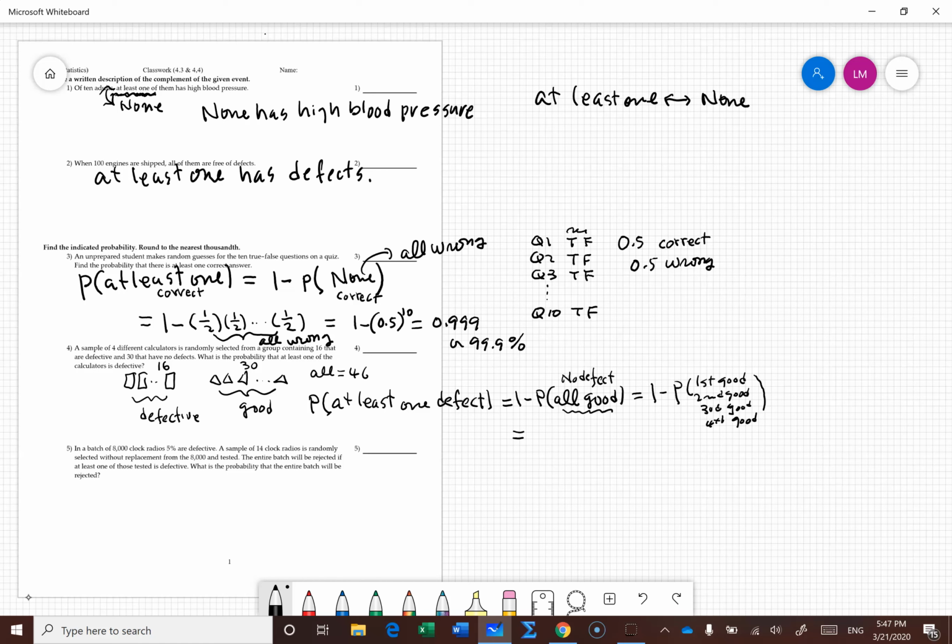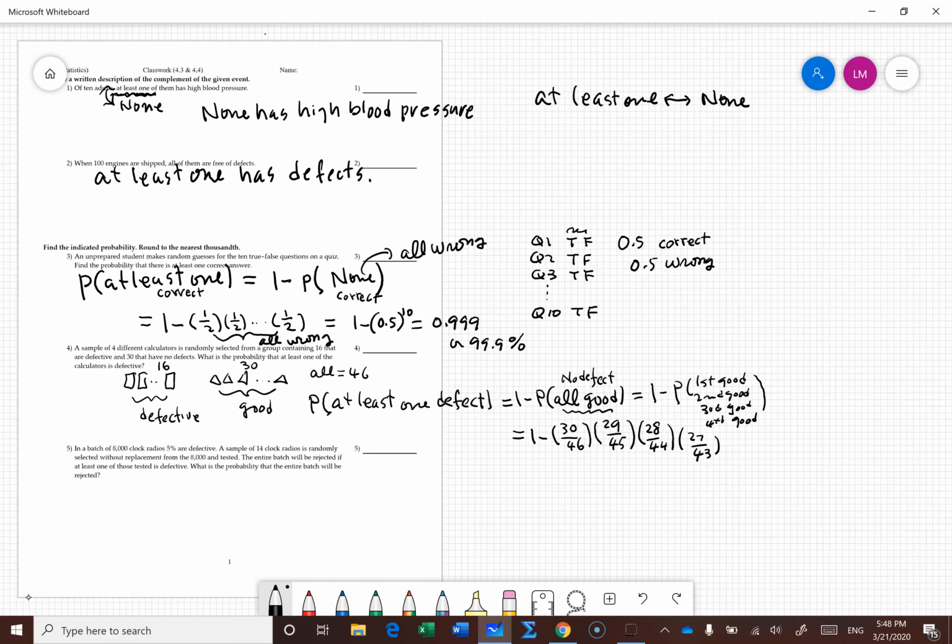So this is 1 minus... you have 30 good calculators, so the first one is 30 out of 46. The next one is 29 of 45, because one good calculator is gone. From 30 you now have 29 left, and the total is now 45. The next one is 28 of 44. The next one is 27 over 43.